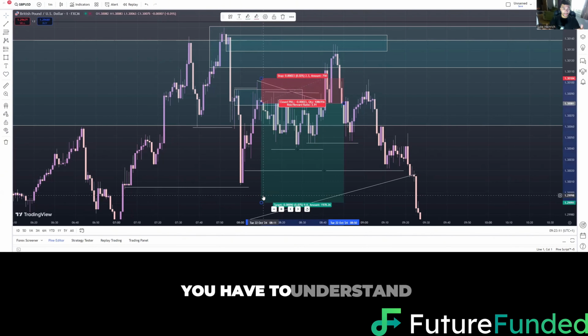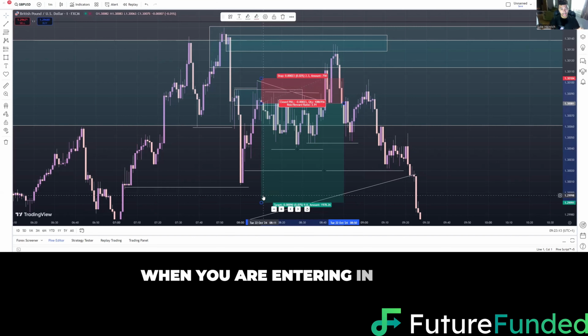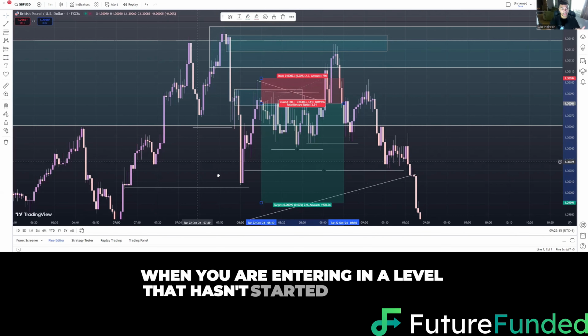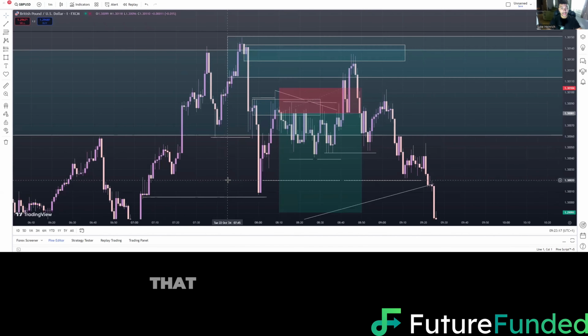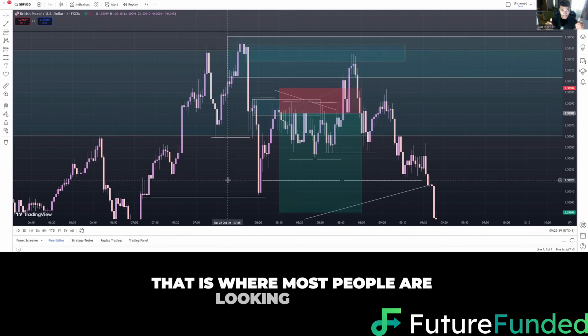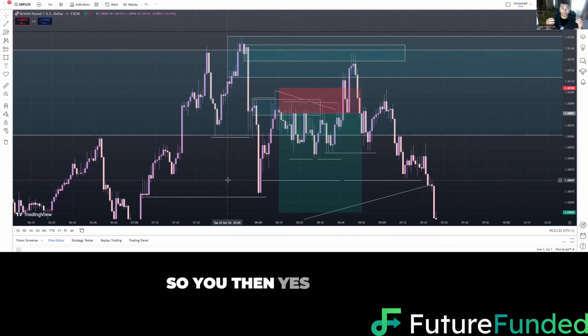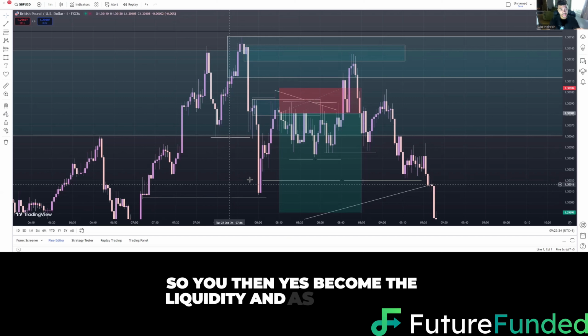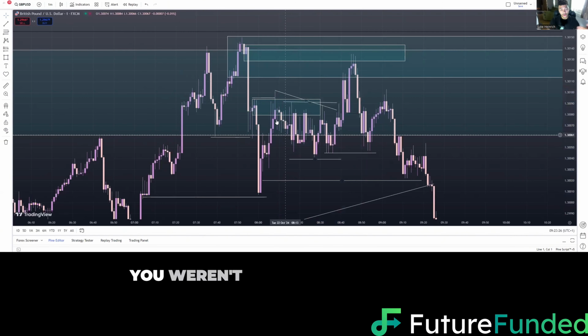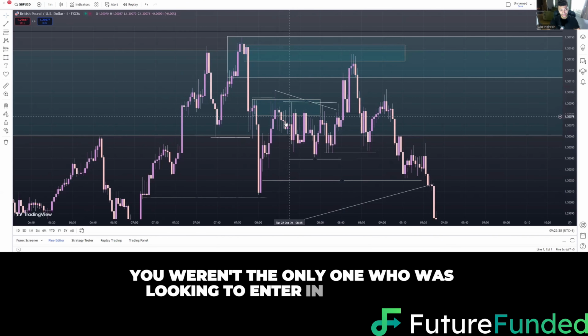You have to understand when you are entering in at a level that hasn't started the overall move, that is where most people are looking to enter. So you then, yes, become the liquidity. And as you can see, you weren't the only one who was looking to enter in and around here.